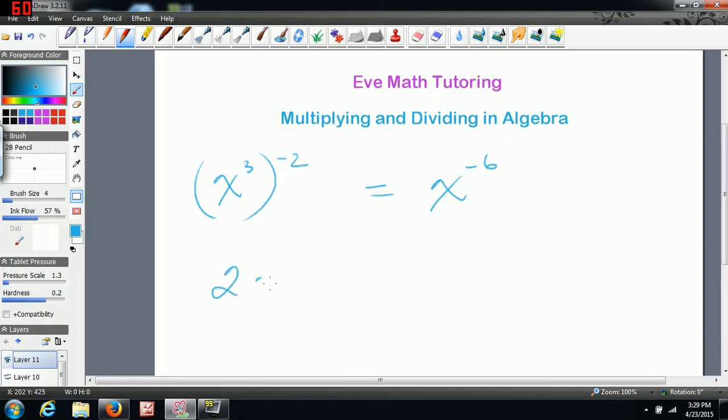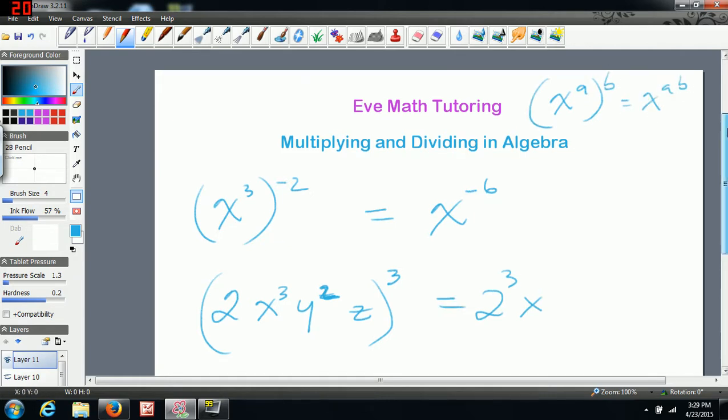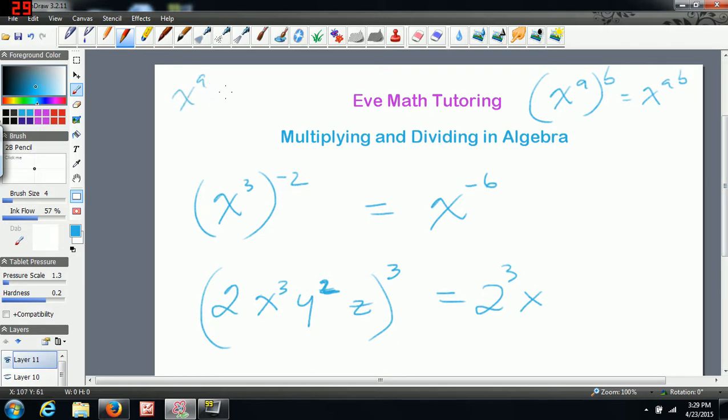Or if you had something like 2x cubed y to the 2z all to the power of 3, that would become 2 to the 3, x to the, this gets multiplied. A common error here is students usually think that x to the 3 to the power of 3 is x to the 6, but that's not correct, because you're not multiplying x to the 3 by x to the 3. You're taking x to the 3 and raising it to the power of 3. So you're actually using this rule here. Okay, so that's the rule. You're not using this rule.